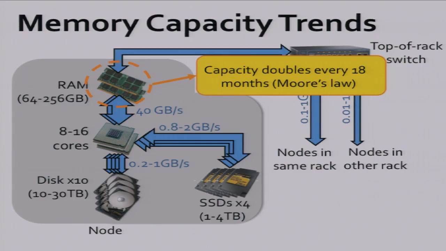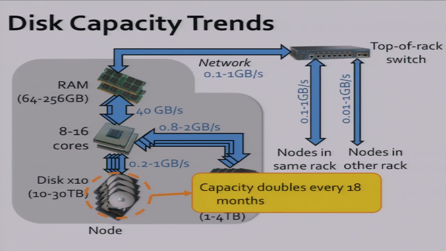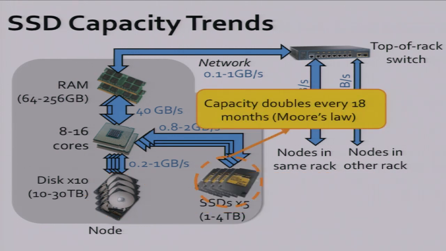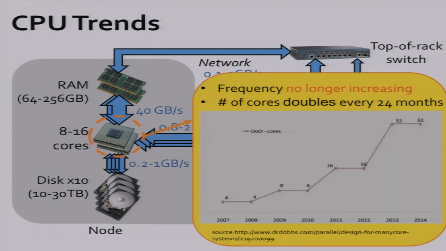So for memory, everyone knows the capacity doubles every 18 months. So this is basically Moore's law. This also holds more or less for hard drives. Actually, based on some data, it doubles a little bit faster. And it's also true for SSDs. The capacity doubles more or less according to Moore's law every 18 months.